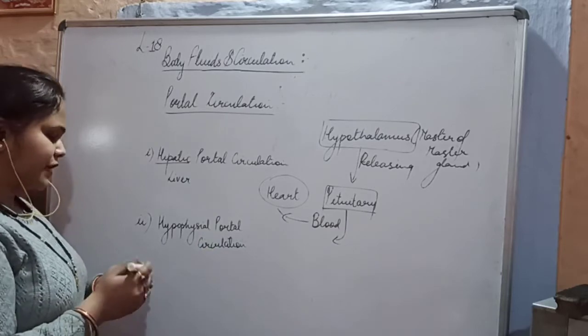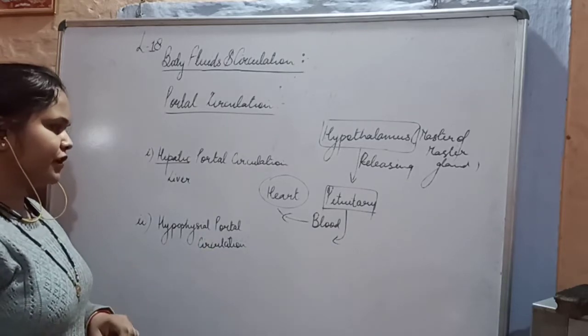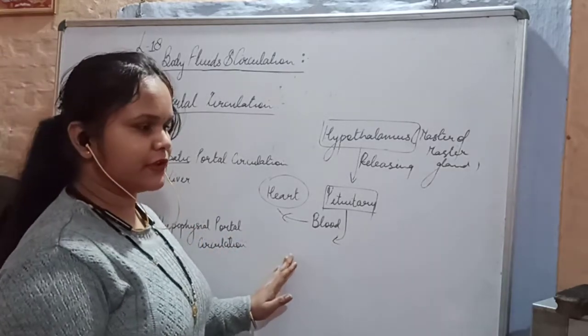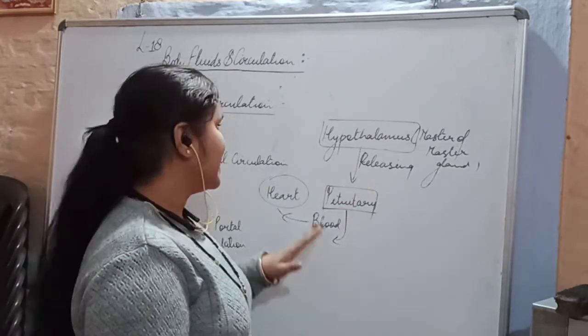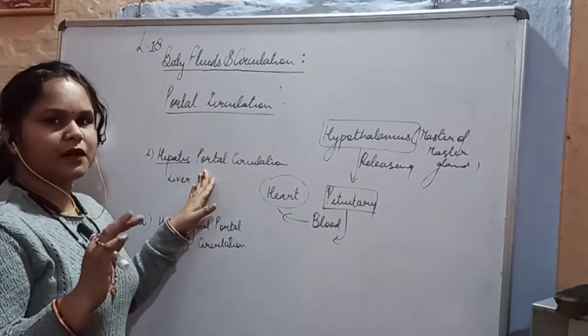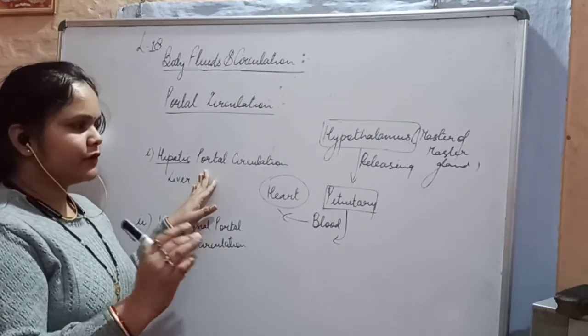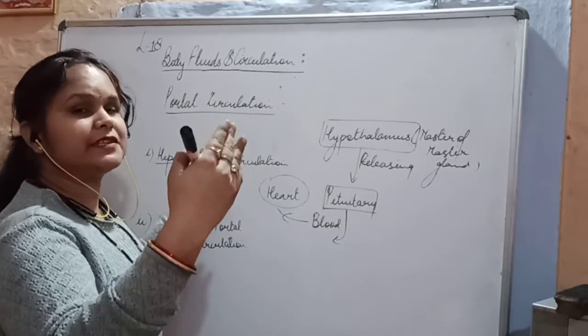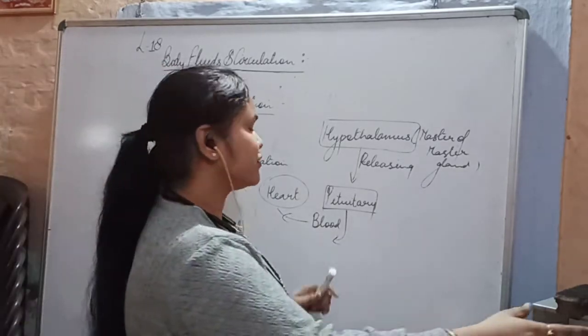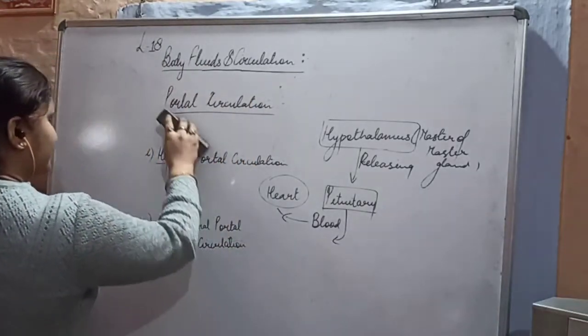So it includes both the hepatic portal circulation and the hypophyseal portal circulation. One was involving the hormones, and the other was involving the storage of certain glucose, glycogen, fat, so that the liver can carry out and make some other different products. Okay, so this was all about the portal circulation.